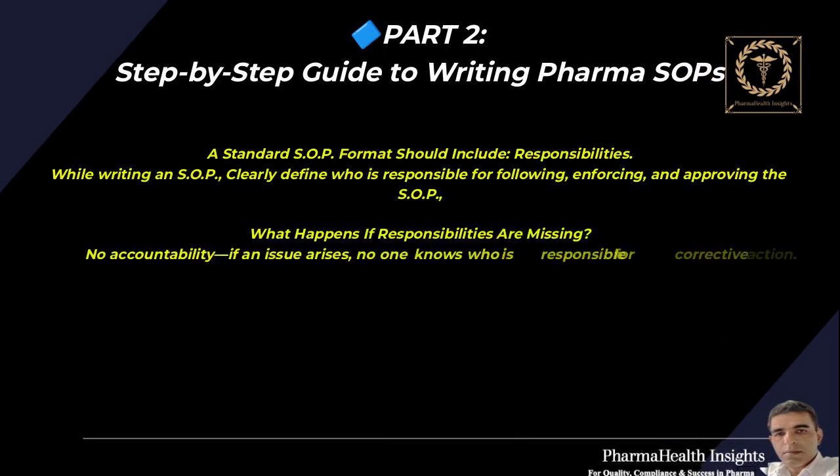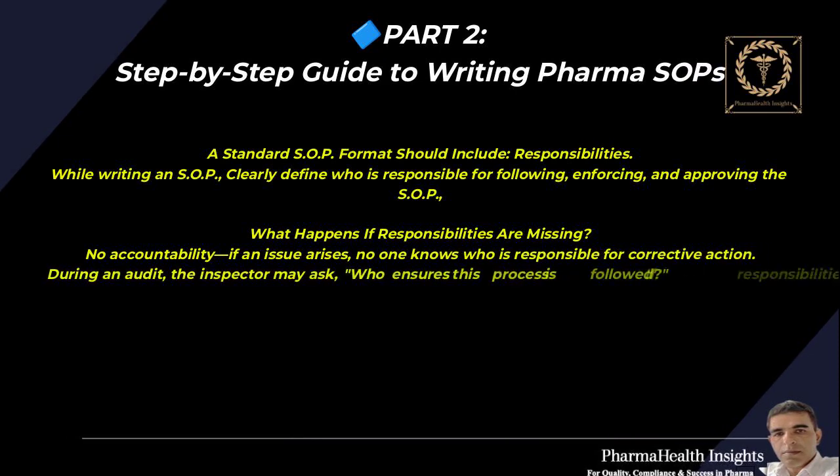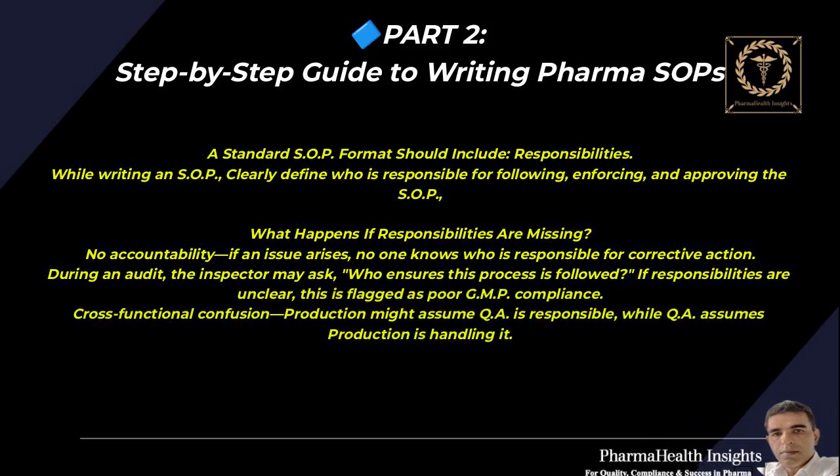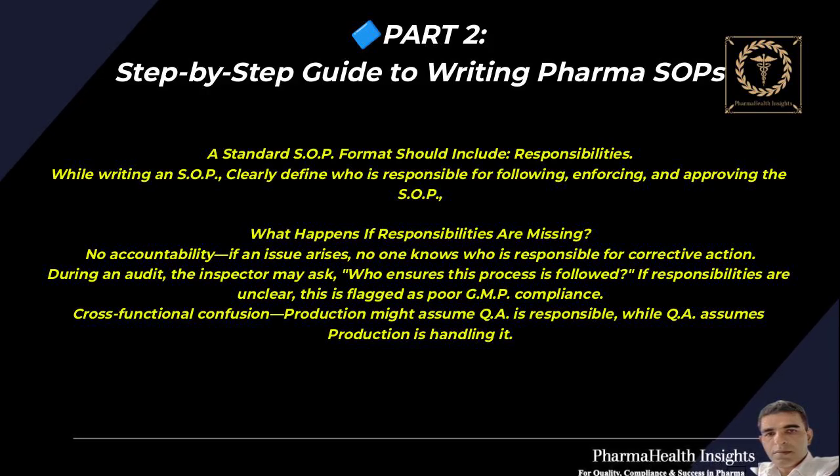While writing an SOP, clearly define who is responsible for following, enforcing, and approving the SOP. What happens if responsibilities are missing? No accountability. If an issue arises, no one knows who is responsible for corrective action. During an audit, the inspector may ask, who ensures this process is followed? If responsibilities are unclear, this is flagged as poor GMP compliance.